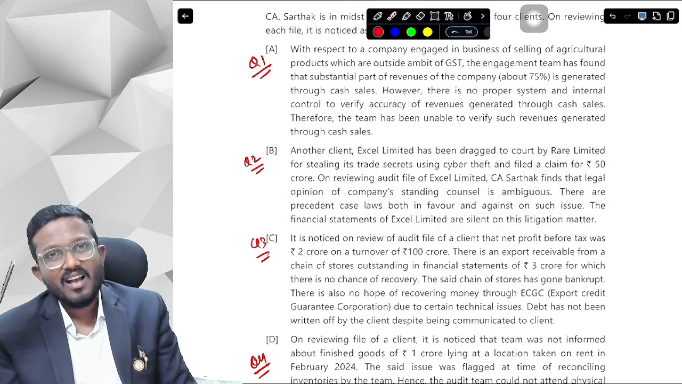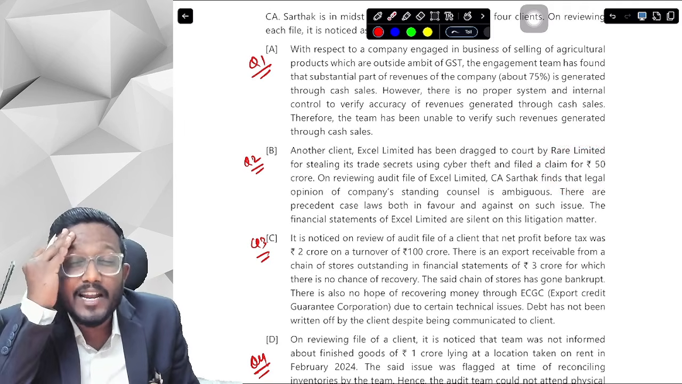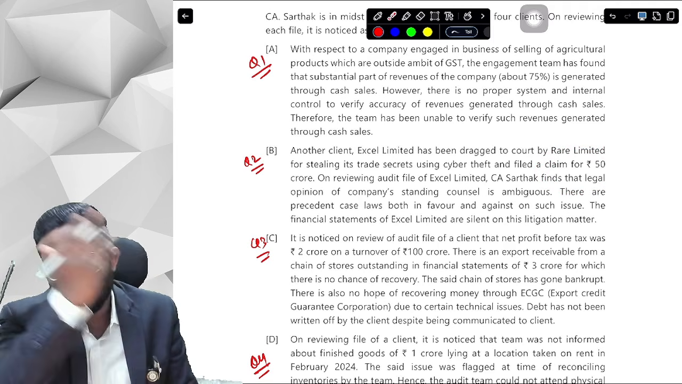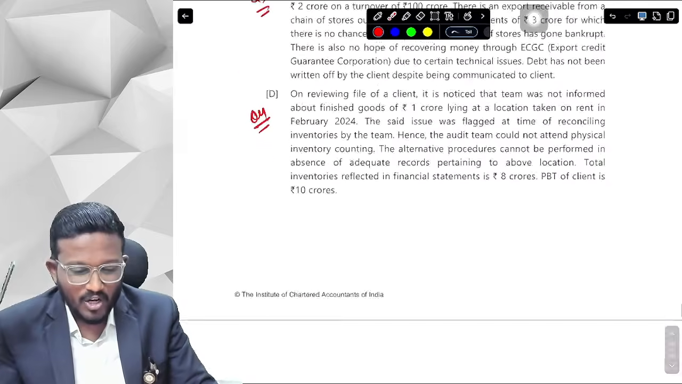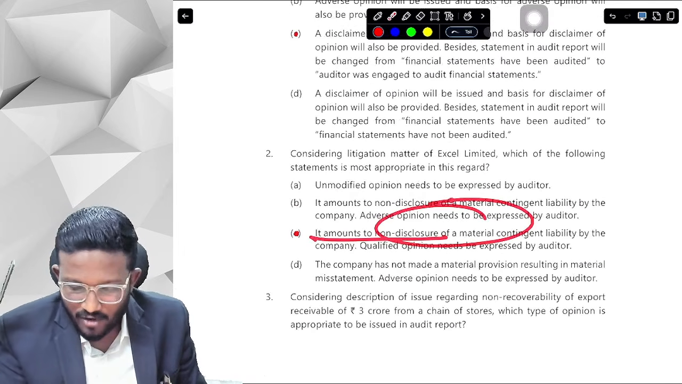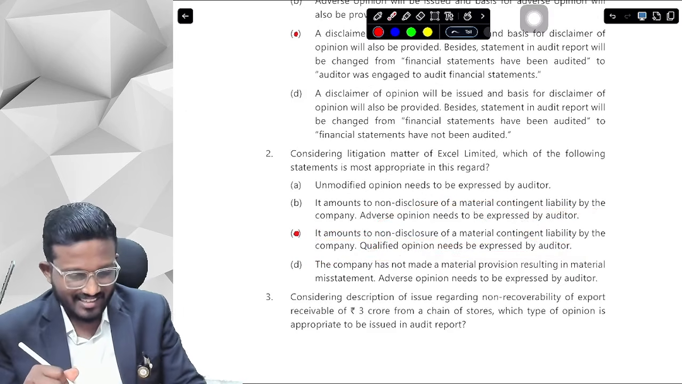and the financial statements are silent on the litigation matter. How can you be silent, bro? There is a 50 crore legal case on you. How can you be silent? This is material, but obviously not pervasive because we do not know about the spreading in the financial statements. So what we will do, sir, we will issue a modified opinion. Here it amounts to non-disclosure of a material contingent liability by the company. So we will issue a qualified opinion. Okay, yes sir. Next, what, sir?